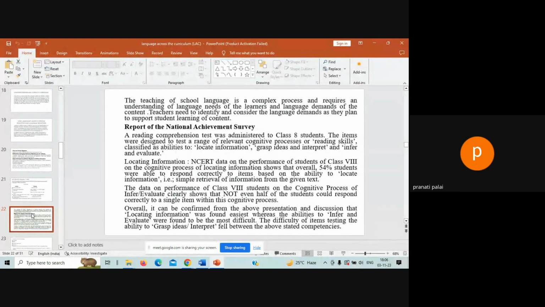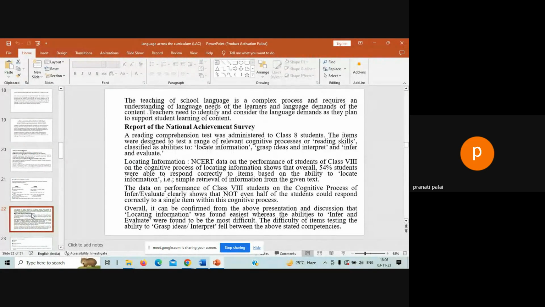So the teaching of school language is a complex process and requires an understanding of the language needs of the learners and the language demands of the content. I have already discussed this point. School language or academic language is a complex process and it requires an understanding of the language needs of the learner.